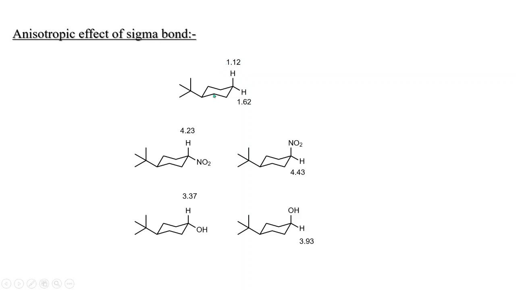Similar results are also seen for substituted cyclohexane. Like if you substitute a nitro group at the axial and equatorial position, then also the axial one will be more shielded than the equatorial one. And the same thing in the hydroxy group. The axial one will come at 3.37 and the equatorial one will come at 3.93.